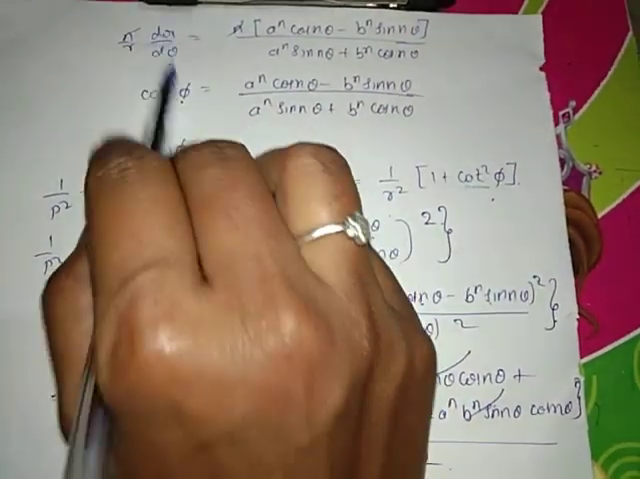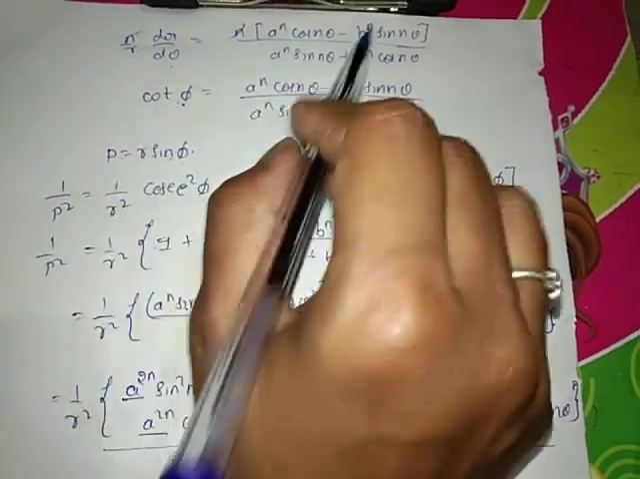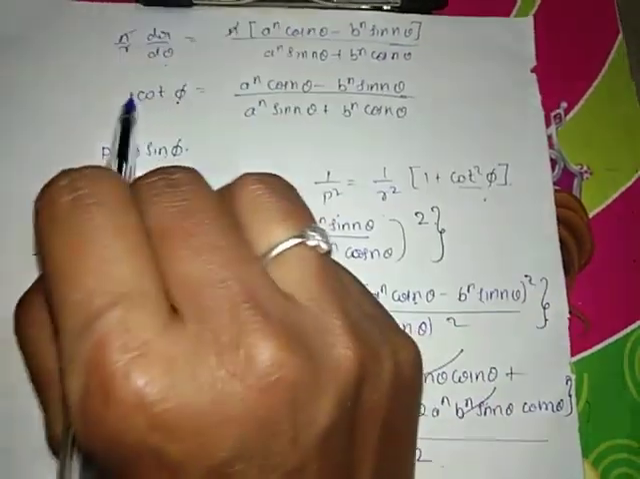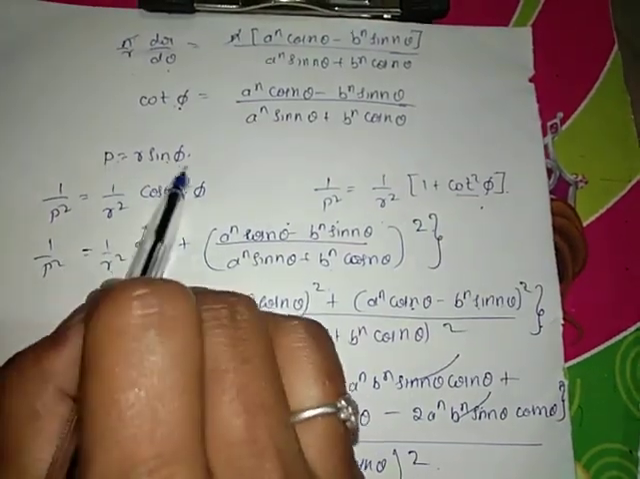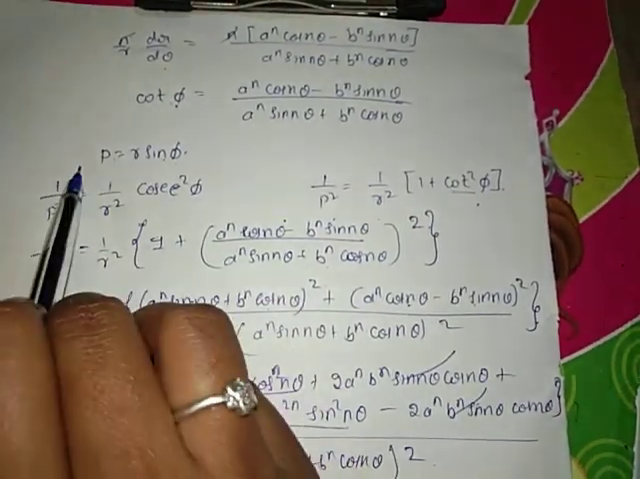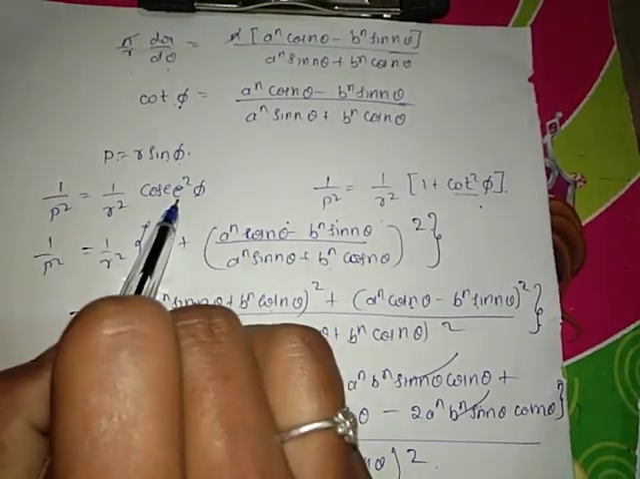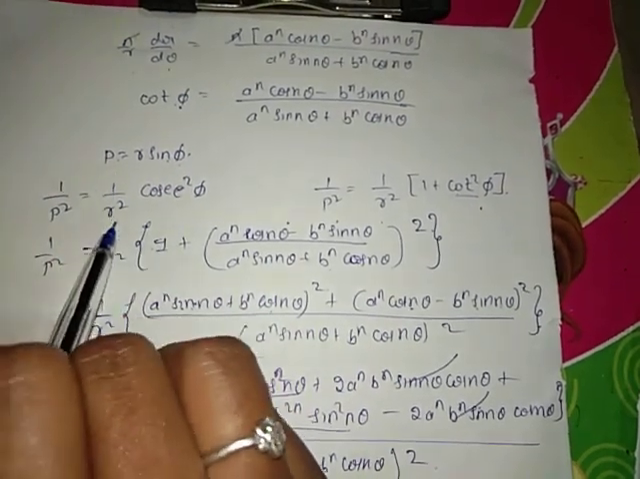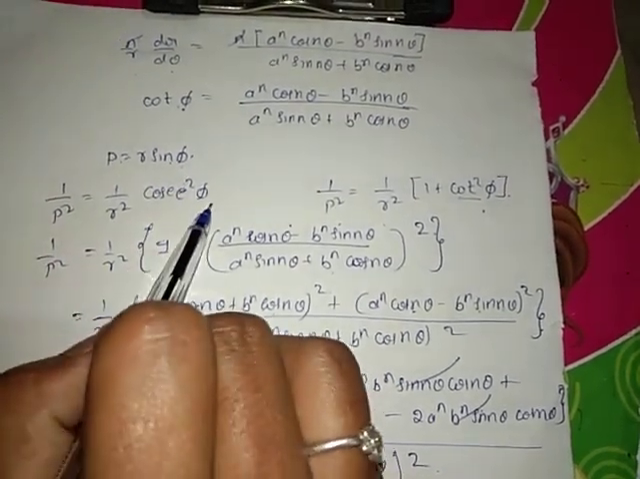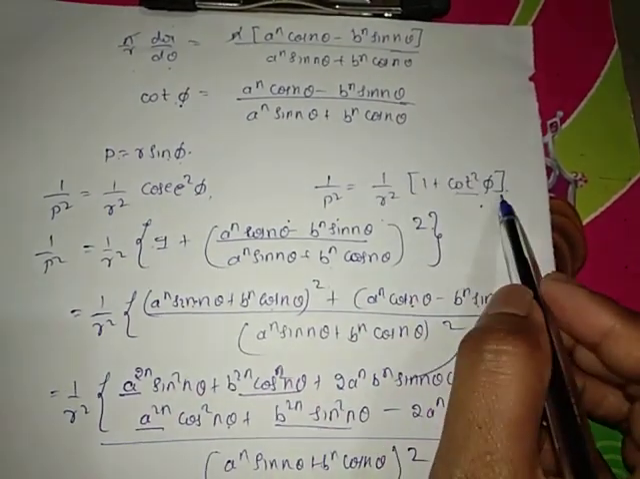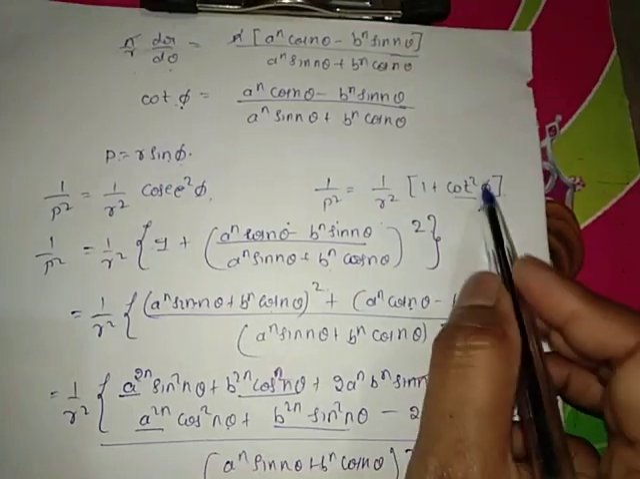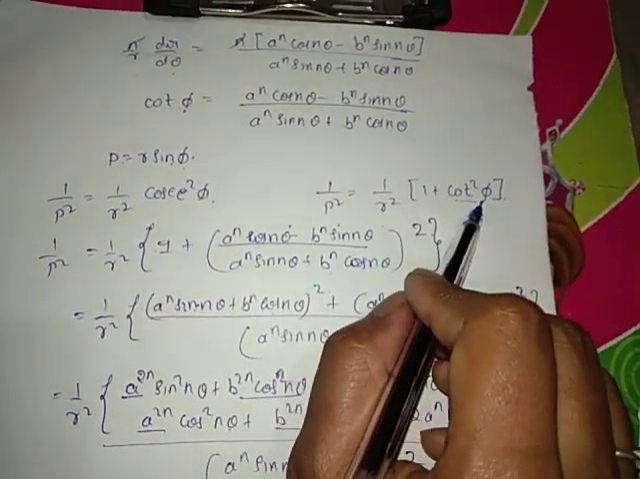1 by r dr by d theta can be replaced by cot phi. Keep this term as it is. So we cannot get phi explicitly. So we use the formula p equal to r sin phi. Take a square on both sides and reciprocal it. 1 by p square equal to 1 by r square into cosec square phi. So that is equal to 1 by r square into 1 plus cot square phi. Replace the cot phi of this equation here.